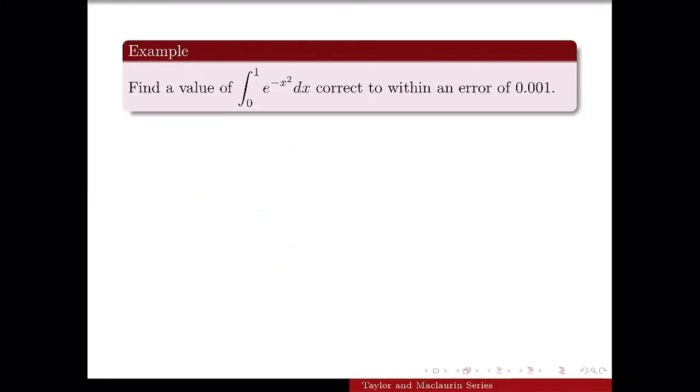Find the value of the integral from 0 to 1 of e to the minus x squared dx, correct within an error of 0.001. Okay? Find the value of the integral from 0 to 1 of e to the minus x squared dx, correct to within an error of 0.001.